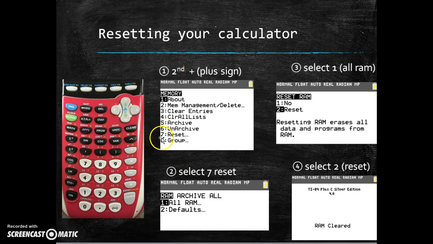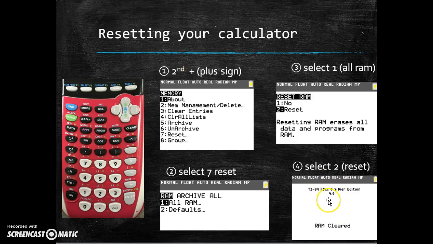So after hitting 7, you're going to select all RAM. So that's going to be number 1. Select number 1, all RAM. Once you do that, you should now have this screen right here, and it's going to say, hey, you want me to reset all RAM? And you're going to say, yeah, that's what I told you to do 2 steps ago. So hit number 2. That's 2, reset. And then you should have a screen that looks kind of like this.